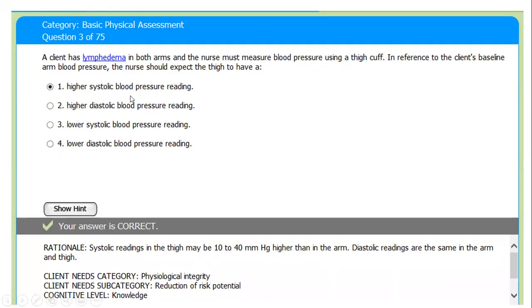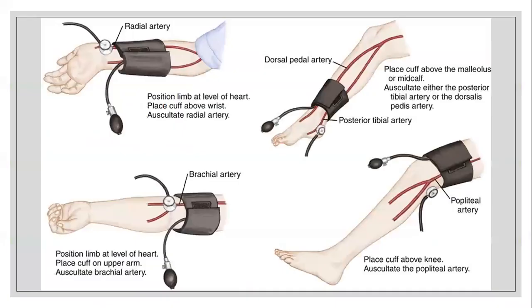Usually there is a higher systolic blood pressure reading, but diastole should be the same. The rationale: the systolic reading in the thigh may be 10 to 40 millimeters of mercury higher than in the upper extremities. Diastolic readings are the same in the upper and lower extremities, in the arms or thigh. It is the information we learn from here.